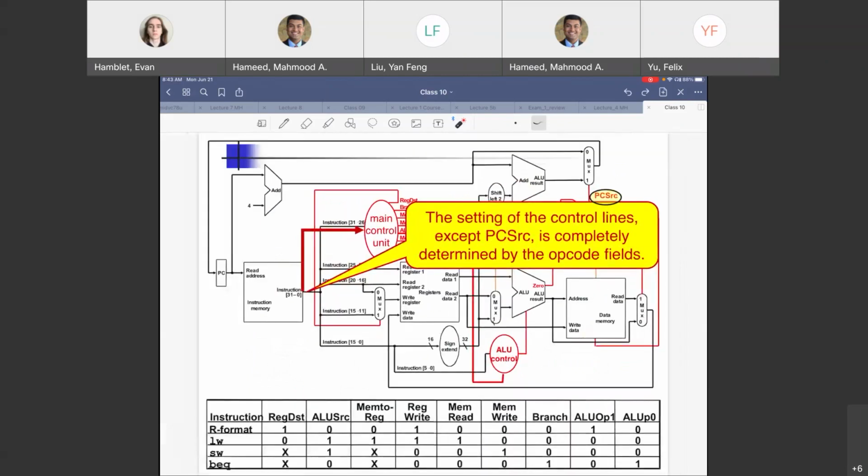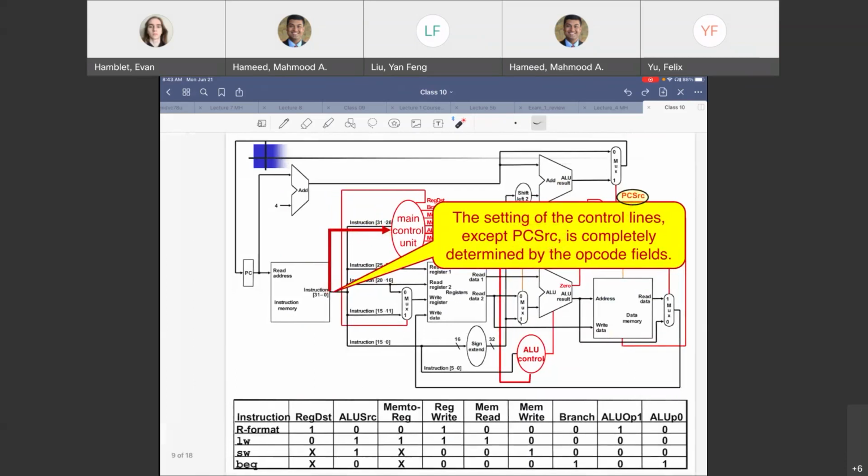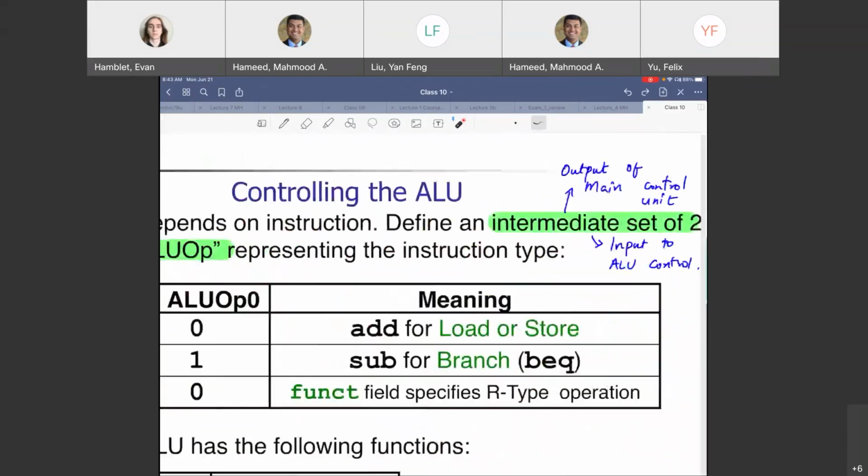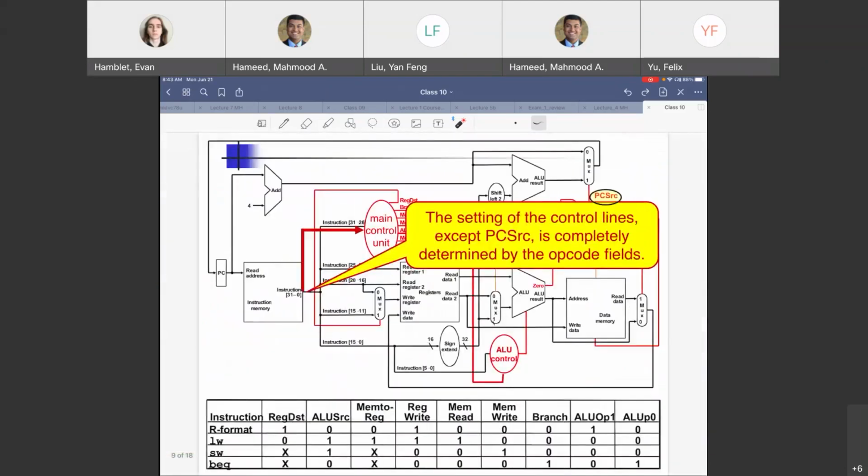Let's talk about the PC source. How are we generating all the other control lines versus the PC source control line? Slightly different. The PC source control line is not directly computed by the 6 bits of the opcode. It is actually computed separately. That's the only control line that is computed way over here. So it is the output of the branch ANDed with the 0 result of the ALU. All the other control lines are directly the output of the main control unit. Okay, so, that's that.